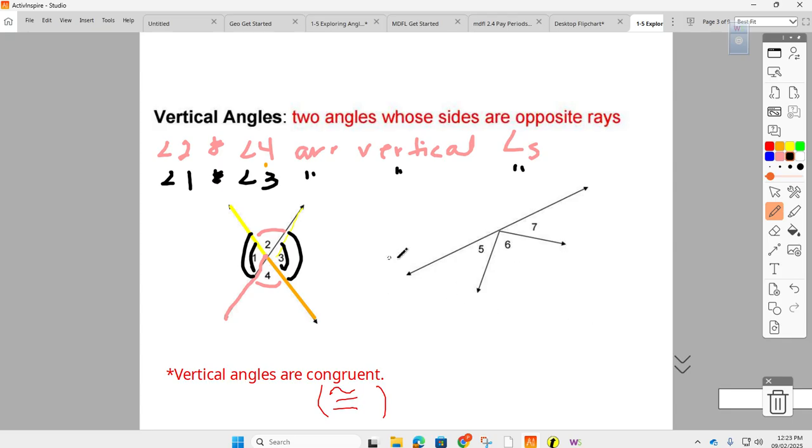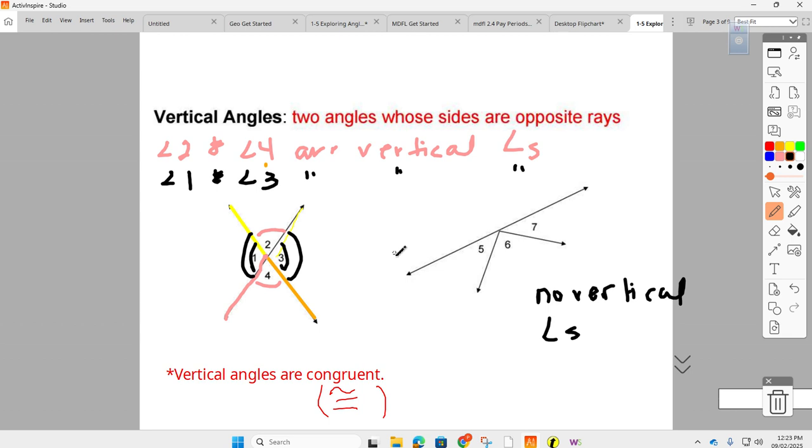There is only one line in this figure to the right. There are no vertical angles in this figure. No vertical angles. So angle 5 and angle 7, you might be tempted to think they're opposite angles, but if you extend the side of angle 5 and the side of angle 7, they're not vertical angles, okay?